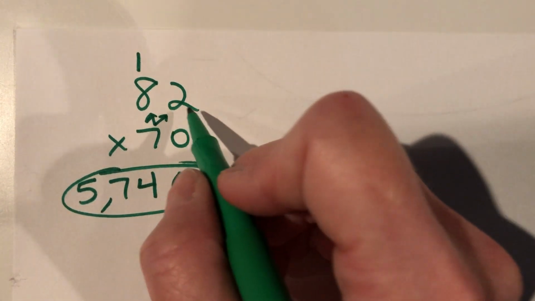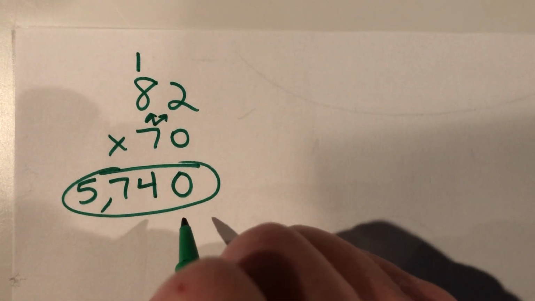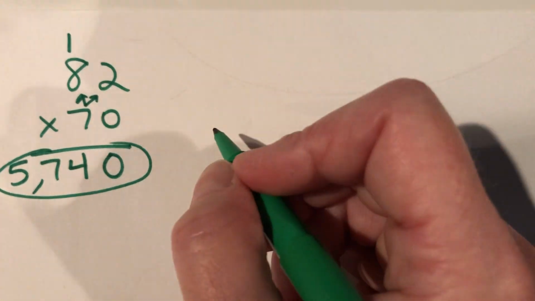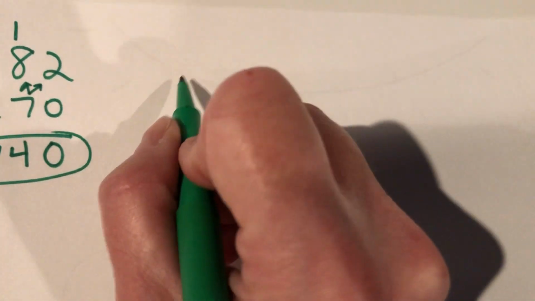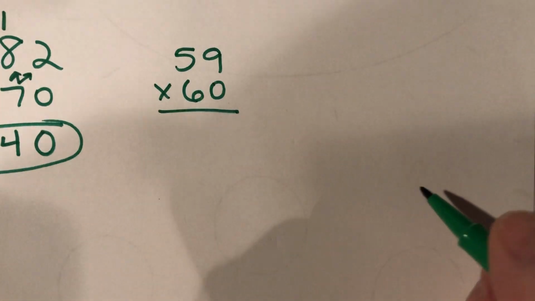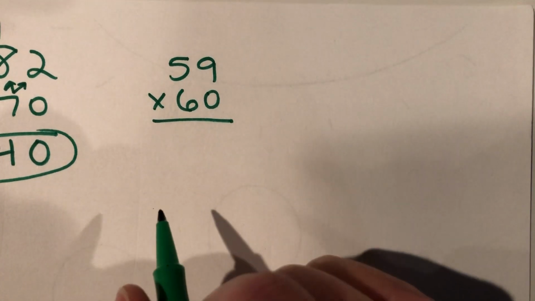And again, if you just looked at this and rewrote it as 82 times 7 and put your 0 in after, it's the same thing. It doesn't matter. Okay, for number 2, I want you to solve 59 times 60. 59 times 60, press pause, solve it, press play when you're done.